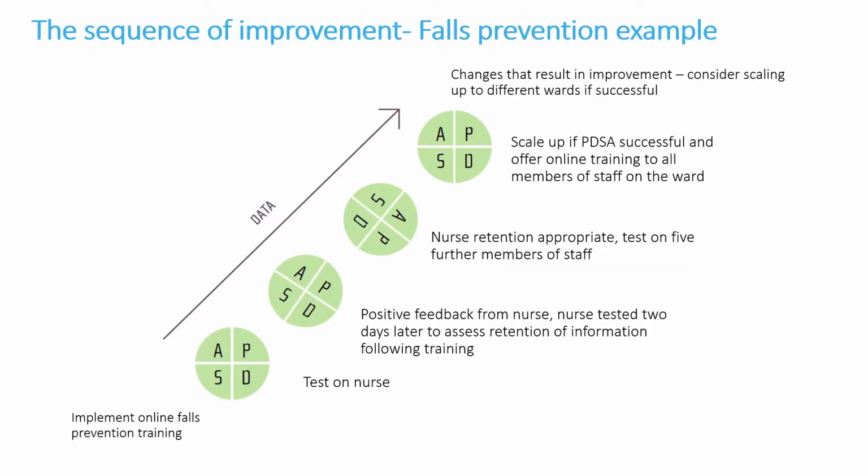The sequence of improvement. Now that you've studied the results of the test phase, it's time to think about what you've learned, apply that learning and test again. This is called linking PDSA test cycles. Each test will generate lots of useful information and tells you what you should do differently next time.